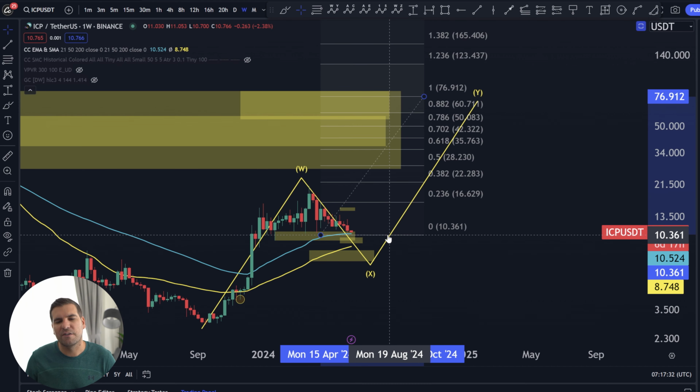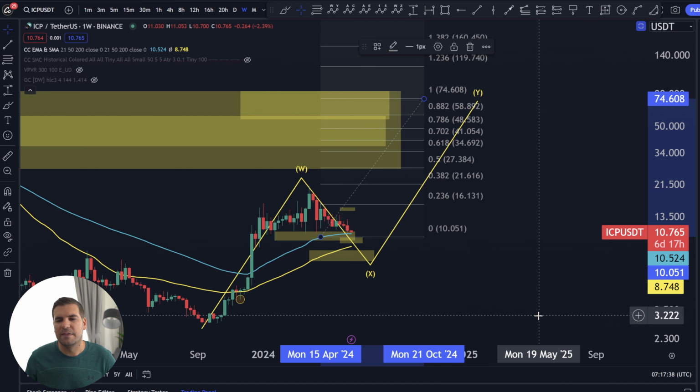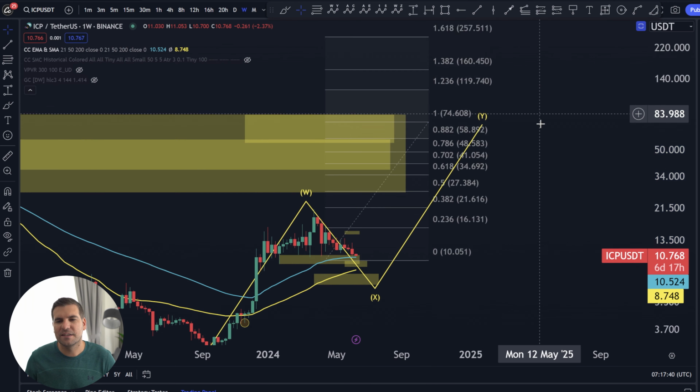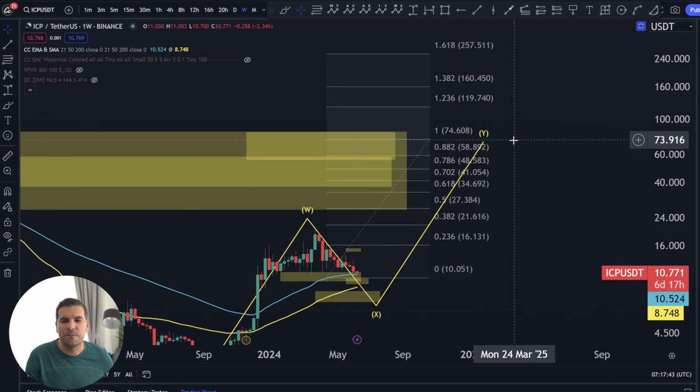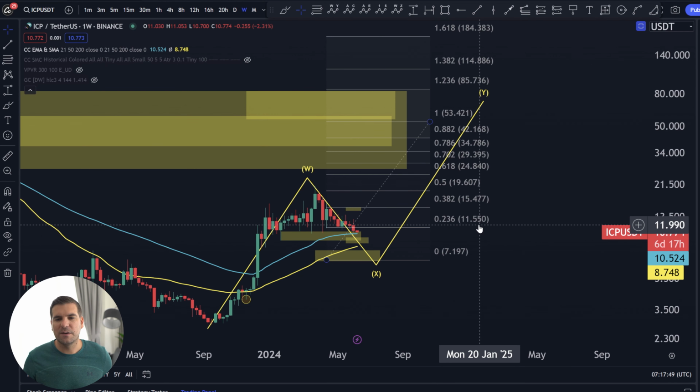If we hold the current area around that $10 level, $9.99 as an example, then we potentially could see this thing somewhere between $74 and $119. But again, it's up to seeing how deep this correction goes as to whether or not we're going to see those kind of levels come through for ICP.